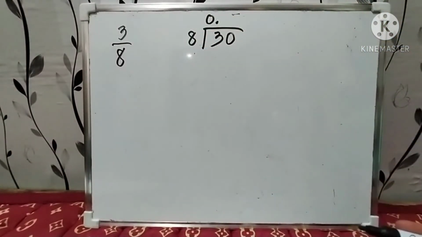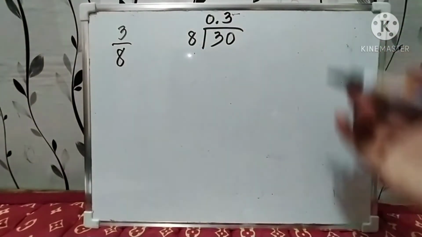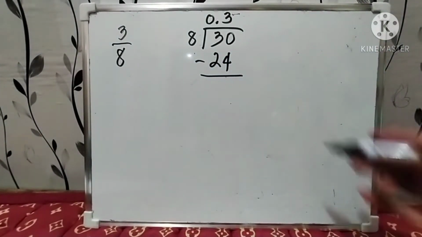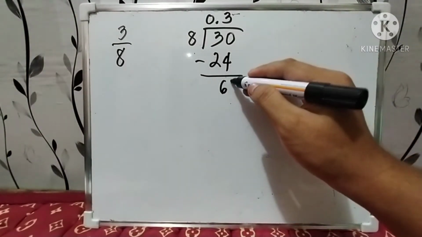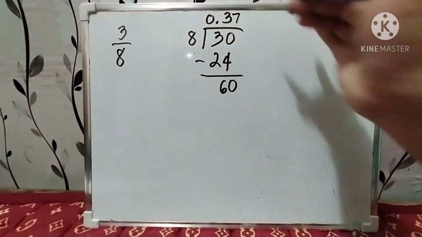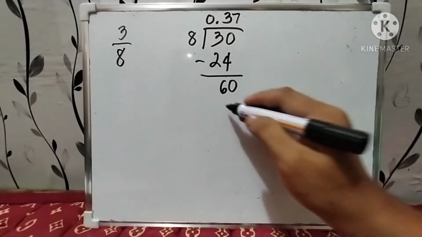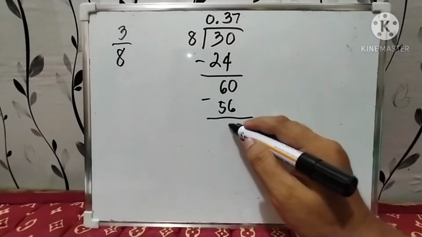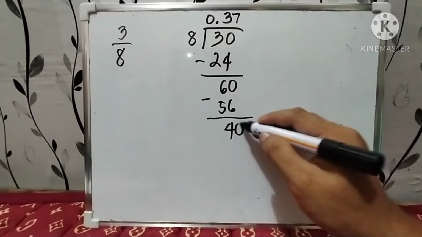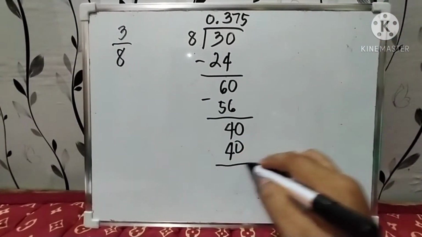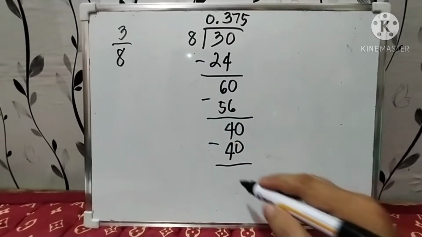30 divided by 8 is 3. Then, 3 times 8 is 24. Subtract natin. 30 minus 24 is 6. Add tayo ng 0. Then, 60 divided by 8 is 7. Then, 7 times 8 is 56. Subtract ulit. 60 minus 56 is 4. Then, add ulit tayo ng 0. Then, 40 divided by 8 is 5. Now, 5 times 8 is 40. Now, subtract. 40 minus 40 is 0.